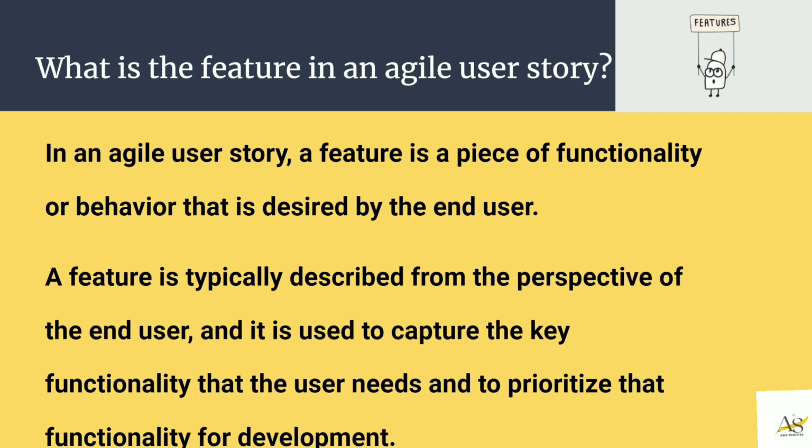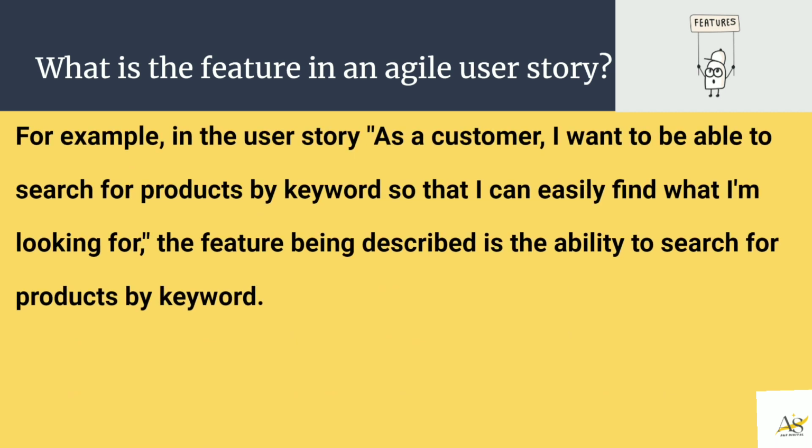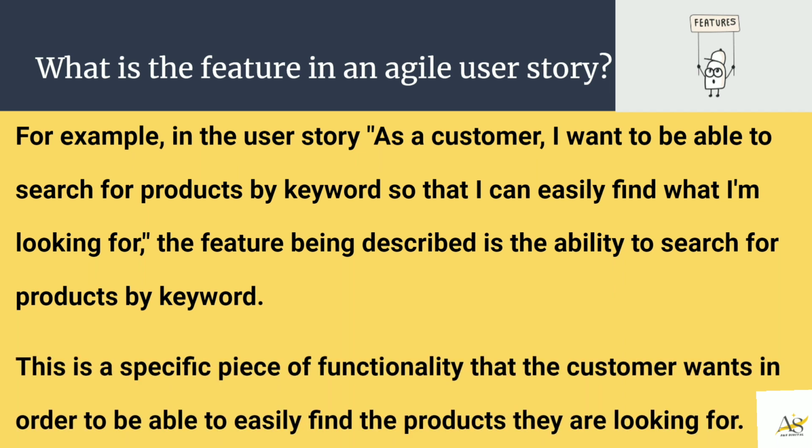So let's take this example. As a customer, I want to be able to search for products by keywords so I can easily find what I'm looking for. Of course, an example might be Google. This is a specific functionality that the customer wants in order to be able to find the product that they're looking for.